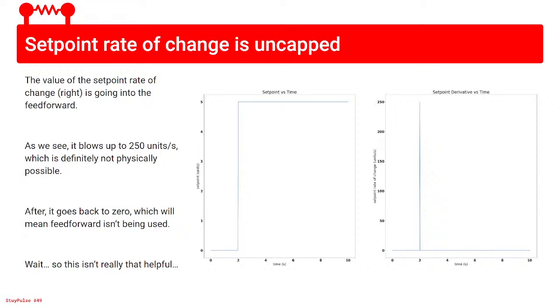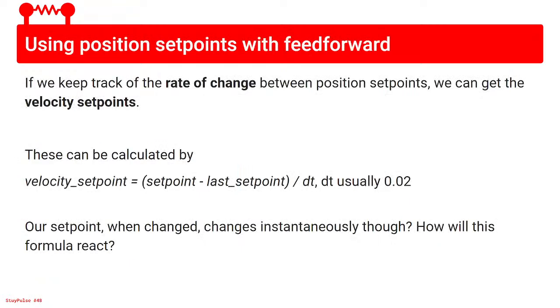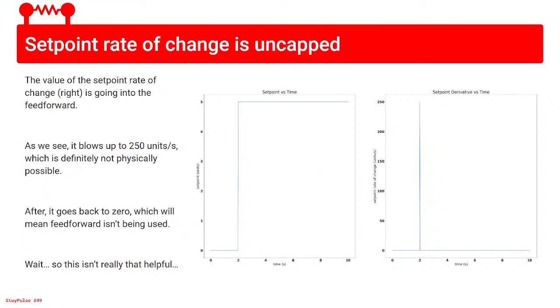The set point rate, the issue is, if you just use this, the set point rate of change would be uncapped. We have this graph here on the left, set point versus time. You have the set point in just units, because this is position control. For the first 2 seconds it's 0, and then it jumps to 5. And it instantaneously changes, or technically, in over 0.02 seconds, it changes from one loop of the robot code to the next.